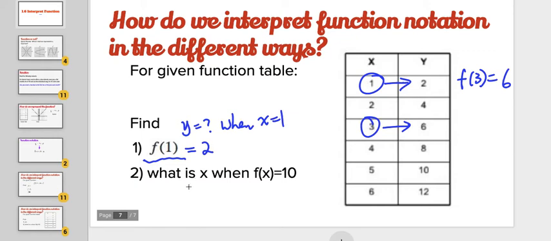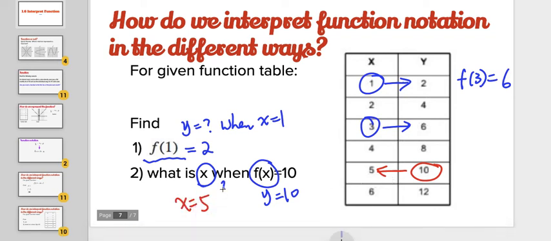Let's check the second question. The question is, what is x when f of x equals 10? Some students' first reaction is, hey, I don't see x equal to 10 here. But remember, when f of x equals 10, that means when y equals 10, what is x? So we're kind of looking backwards. We look for that 10 in the y values, which is here. Let's use a different color. And then we look for the x value, which is this one. So x is 5. Yeah, that's it.